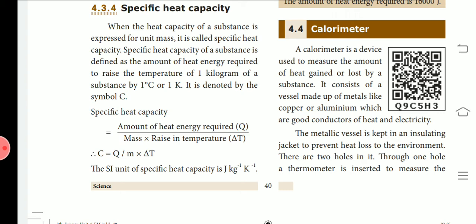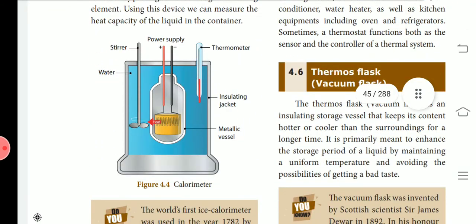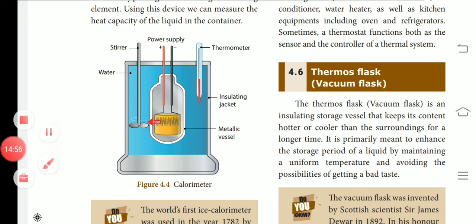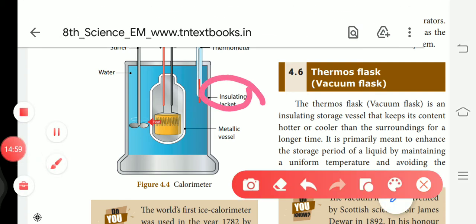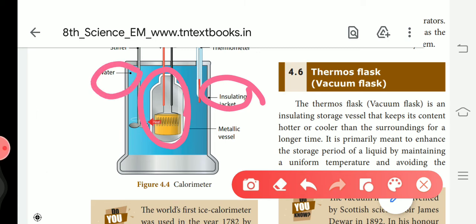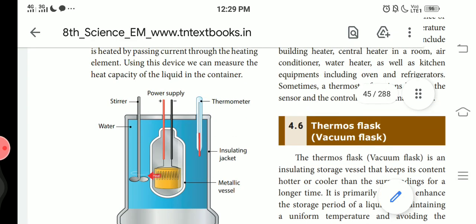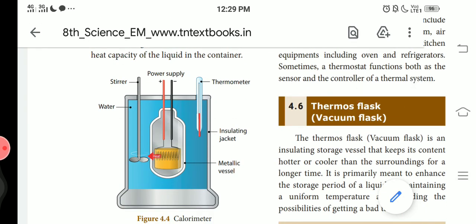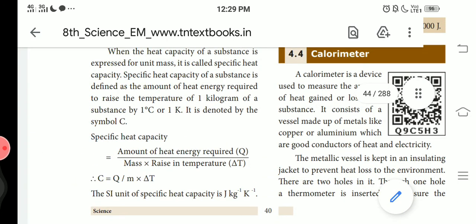Calorimeter is a device. We use the calorimeter device to find out how much heat has been gained or lost. So calorimeter is a device that is used to measure the amount of heat gained or lost by a substance. If you see this diagram image, you can see first outside there is an insulating jacket. Inside is the metallic vessel, which is filled with water, and you can see a thermometer on one side and a stirrer on the other side. So this paragraph fully explains what parts are in a calorimeter.